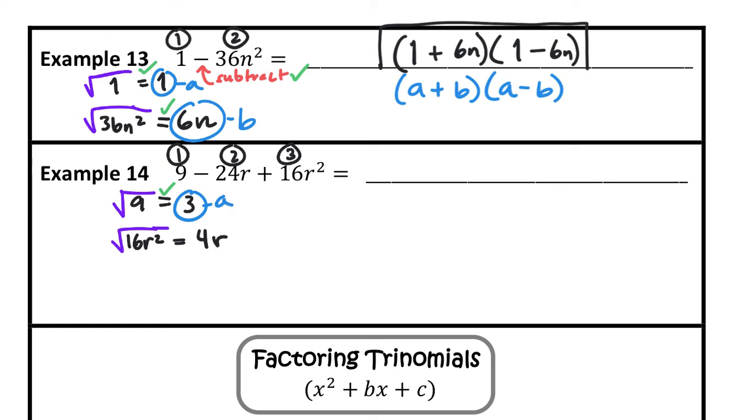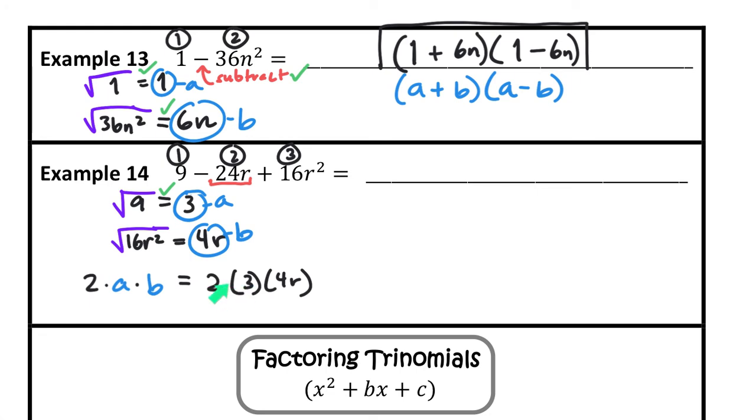So I have my a and my b. And then I want to check the middle term. Well, actually not the minus part, but just the number. So just 24r. And so I want to multiply 2 times a times b.